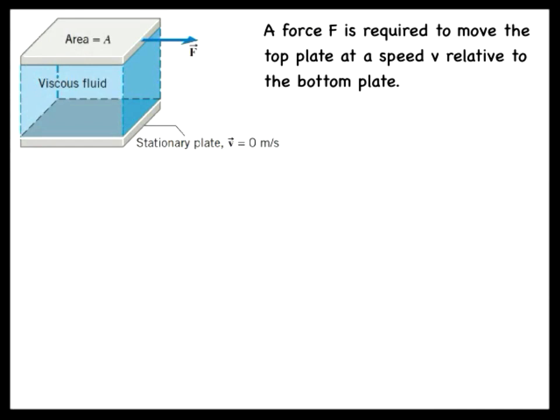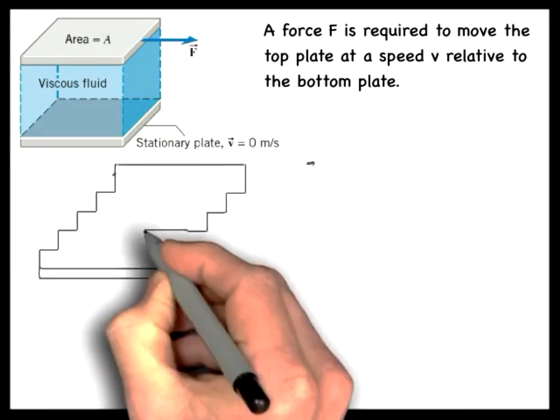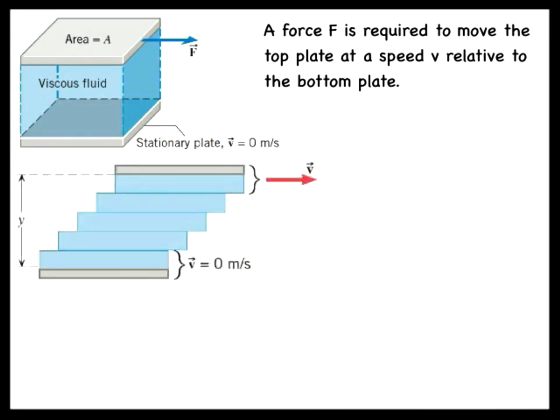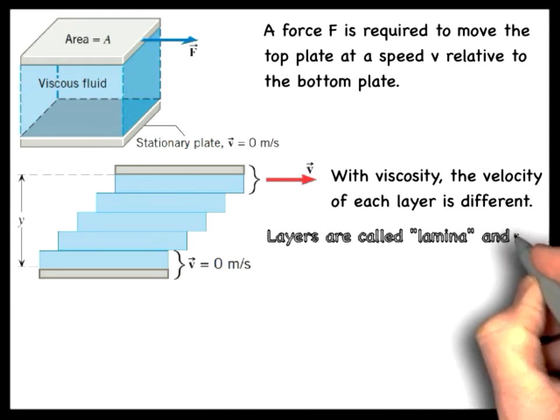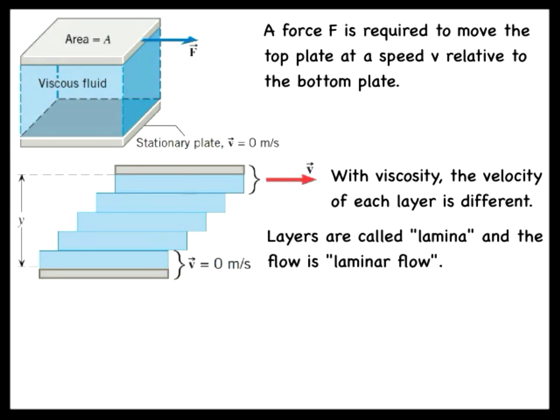As the drawing shows, we can consider the fluid to be composed of many thin, flat layers. When the top plate moves, the layers between the plates will slide over each other. The velocity of each layer is different, changing uniformly from v at the top plate to 0 at the bottom plate. This kind of flow is called laminar flow, since each layer is often referred to as a lamina. As each layer moves, it is subjected to viscous forces from its neighbors. The purpose of the force F is to compensate for the effect of these viscous forces, so that each of the layers can move at the same velocity.